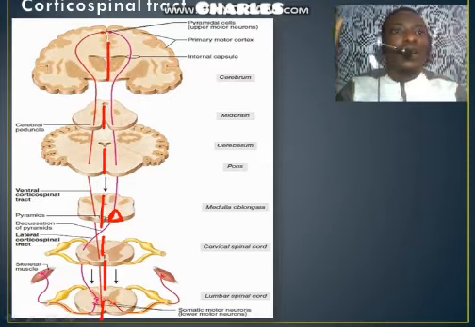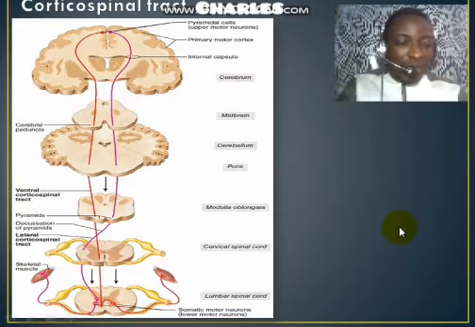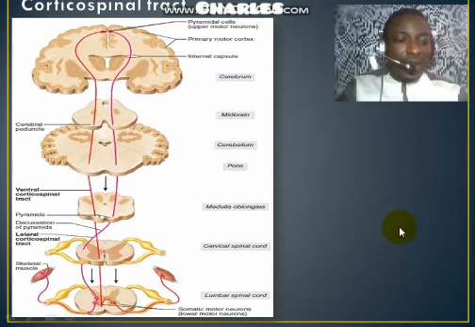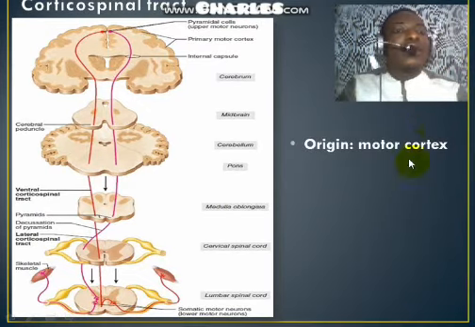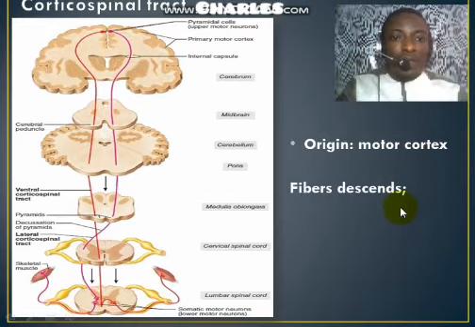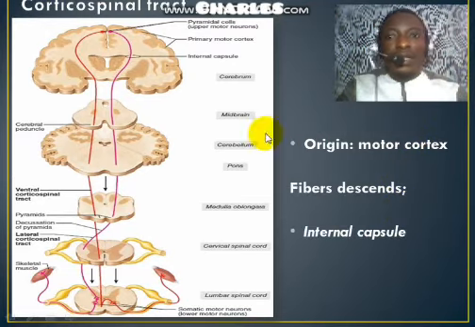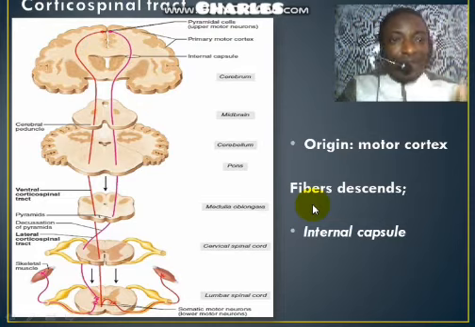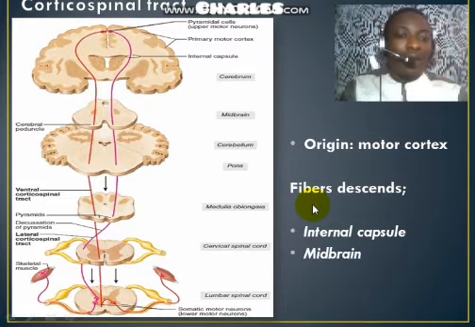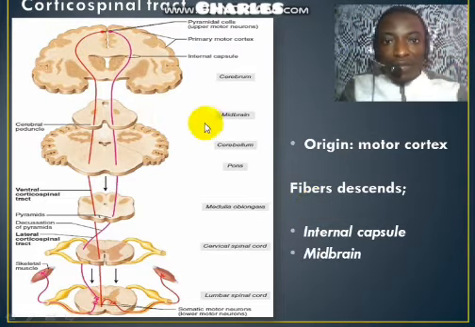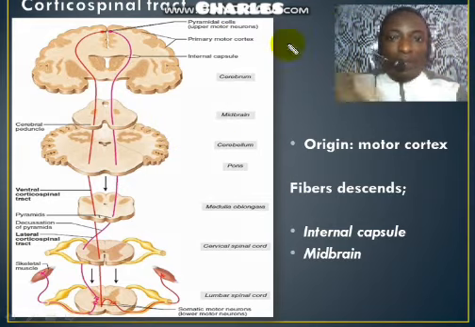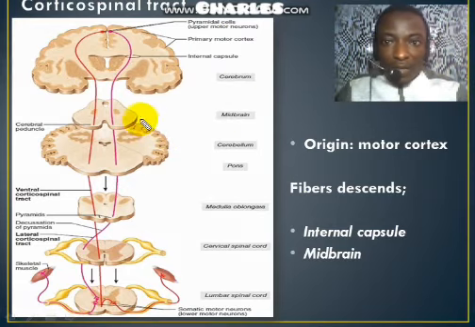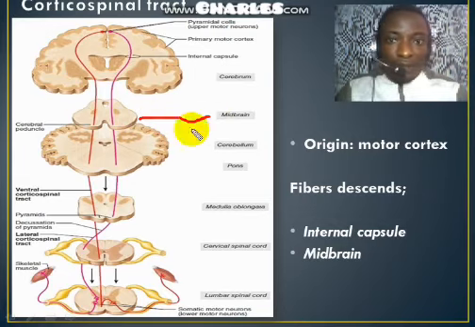Alright, good. Going forward, now let's look at this beautiful tract in detail. The corticospinal tract actually originates in the motor cortex. Fibers descend through the internal capsule. This is the internal capsule. These areas are the right and left internal capsule. So the fibers descend through the internal capsule. It passes through the midbrain. This is the midbrain.